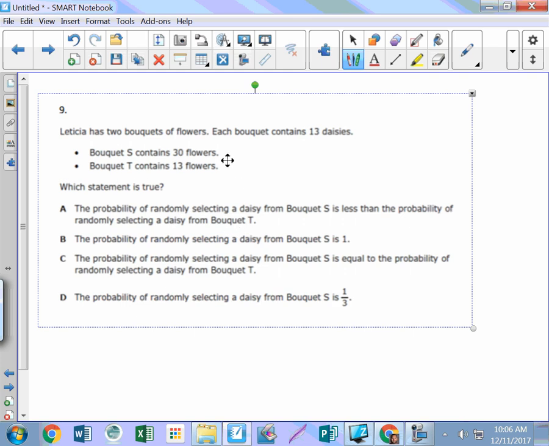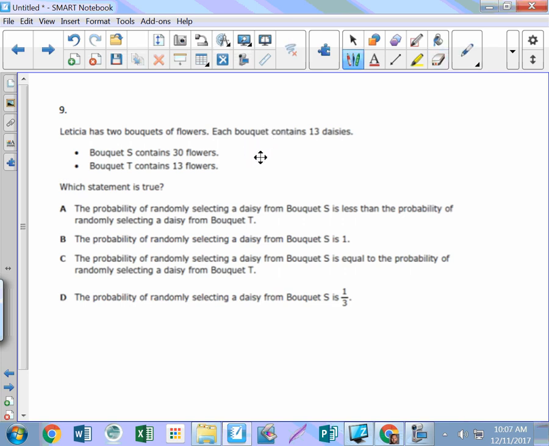So let's find the probabilities of each one. Bouquet S is 13 of 30. Sorry, no. It contains 13 daisies, so you've got 13 of 30. And bouquet T is 13 of 13, so all of those are daisies. The probability of randomly selecting a daisy from bouquet S is less than the probability of selecting a daisy from bouquet T. So that's absolutely true because you're always going to pick a daisy from bouquet T.